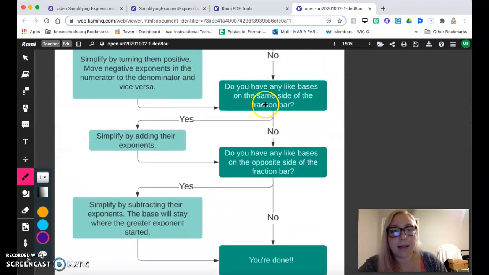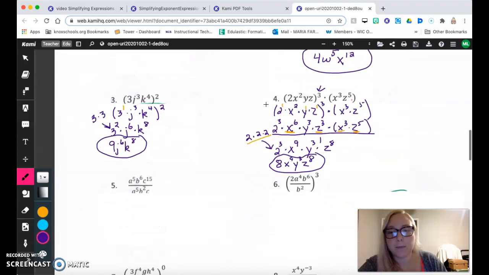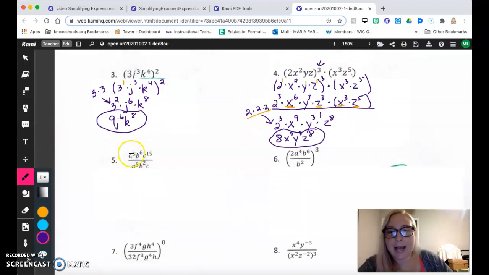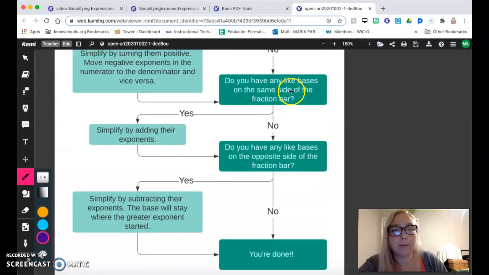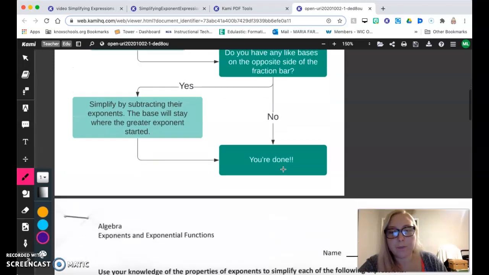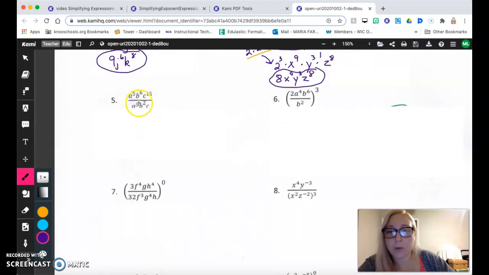Do we have any like bases on the same side of the fraction bar? We don't have that. We don't have an a on the same side of the fraction bar, b on the same side, c on the same side. Same thing on this side of the fraction bar. There's not any like bases on the same side, so we don't have to worry about the product rule here either. So we check, do we have like bases on the opposite side of the fraction bar? And we do. We have a's across the fraction bar, we have b's across the fraction bar, and we have c's across the fraction bar. So that's what we're going to do. That's our quotient rule, and it tells us we're going to end up keeping our base and subtracting the exponents that have same bases. First, though, we've got to break it apart.